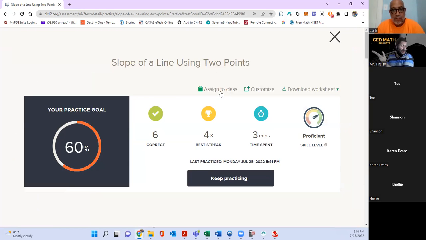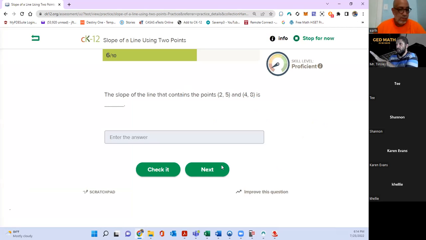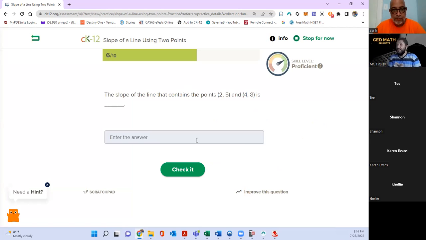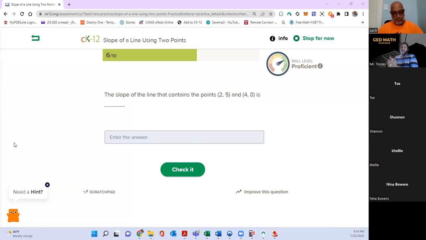So, slope of a line using 2 points. Let's practice. For each question, I'm only going to give you 2 minutes. What is the slope of the line that contains the points (2, 5) and (4, 8)? I want you to send me your answer in the chat. Make sure in the chat you select my name. Don't select everybody, because I don't want you to send the answer to everybody; send it to me.